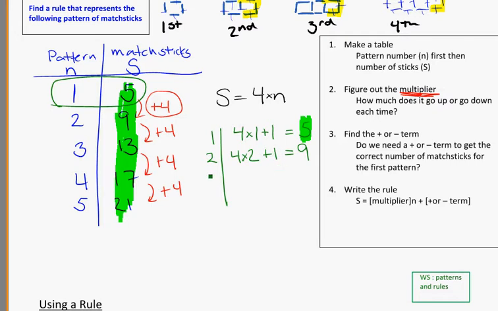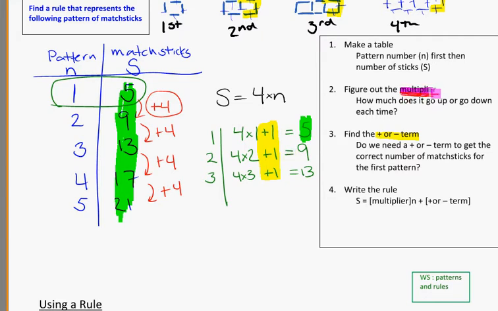And how about for the third one? If we're going to build the third pattern, we need to get to 13. So 4 times 3 gets us 12. And how do we get to 13? Plus 1. So this is what's going to be called our plus or minus term, is this plus 1. It's the same thing over and over and over again. So each time to get to the correct number, we need to plus 1.